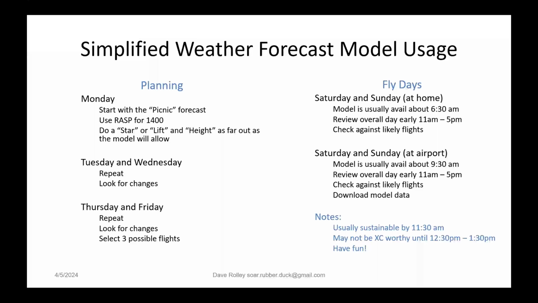I like to always take off with one flight declared. I like to have three flights declared, three flights prepared, so that if I go east, I go south, or I go west, I've got choices. And again, remember, RASP only goes out about 3 days. SkySight will go out about 6, but remember, anything beyond 3 to 4 days, it gets kind of iffy.